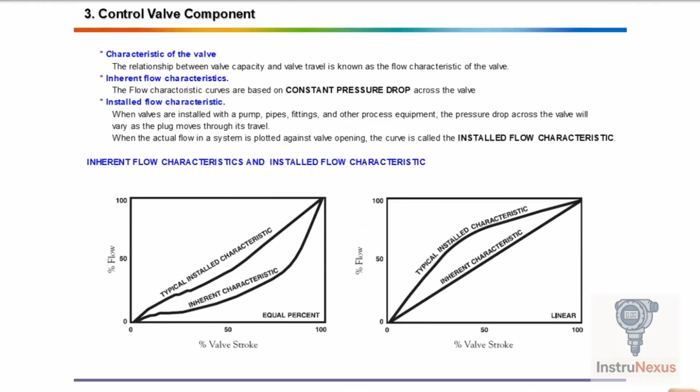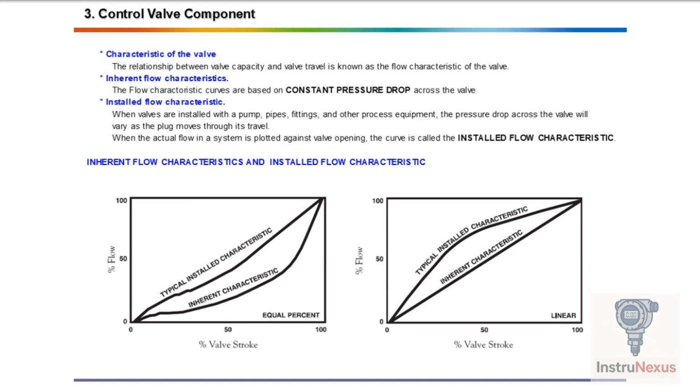Flow characteristics is divided into two key types. 1. Inherent flow characteristic. This curve is defined under constant pressure drop conditions across the valve. It represents the ideal flow behavior of the valve, without considering any piping, fittings, or system dynamics.